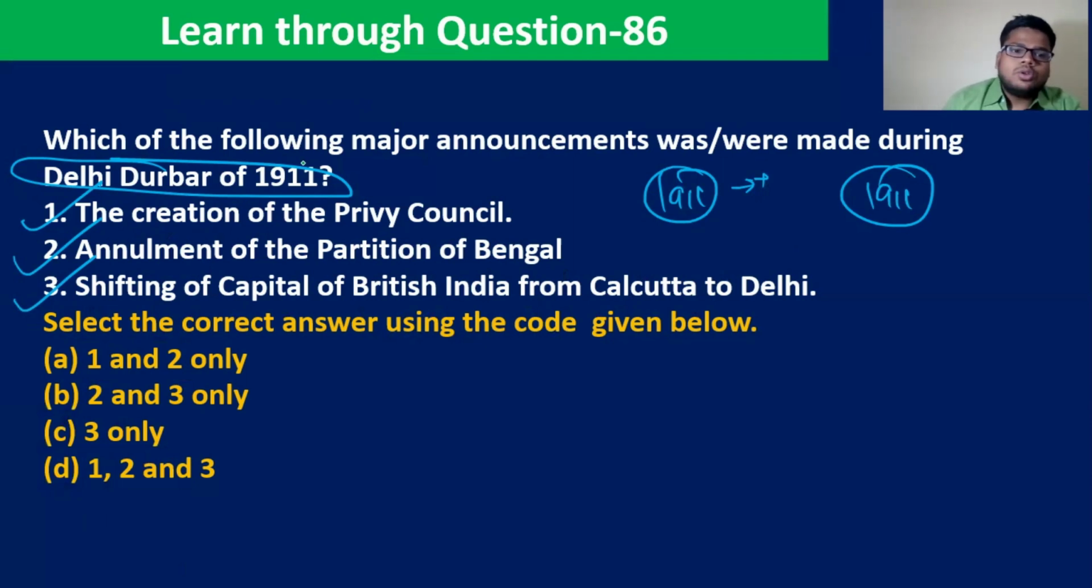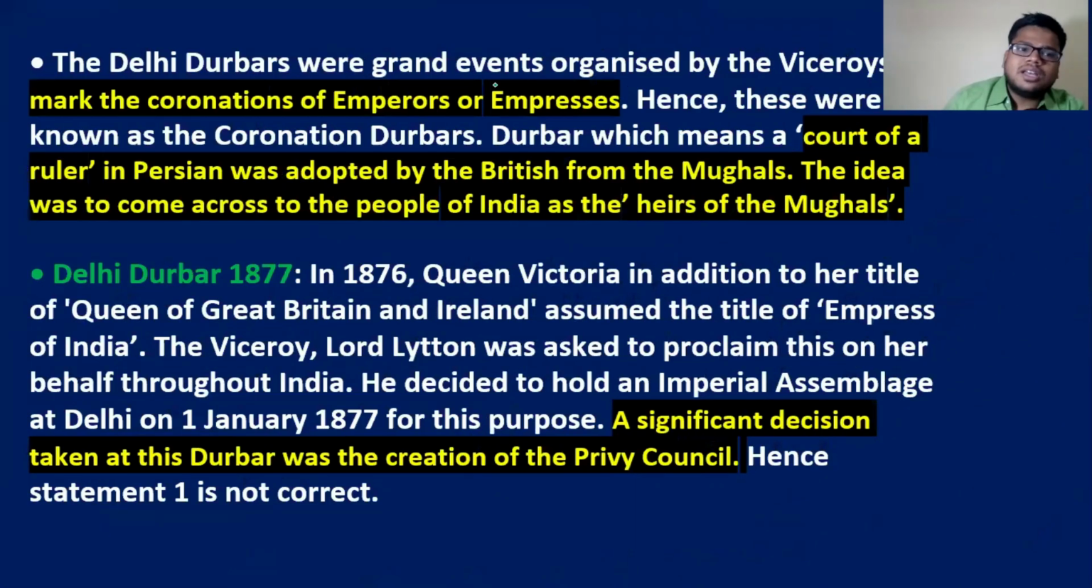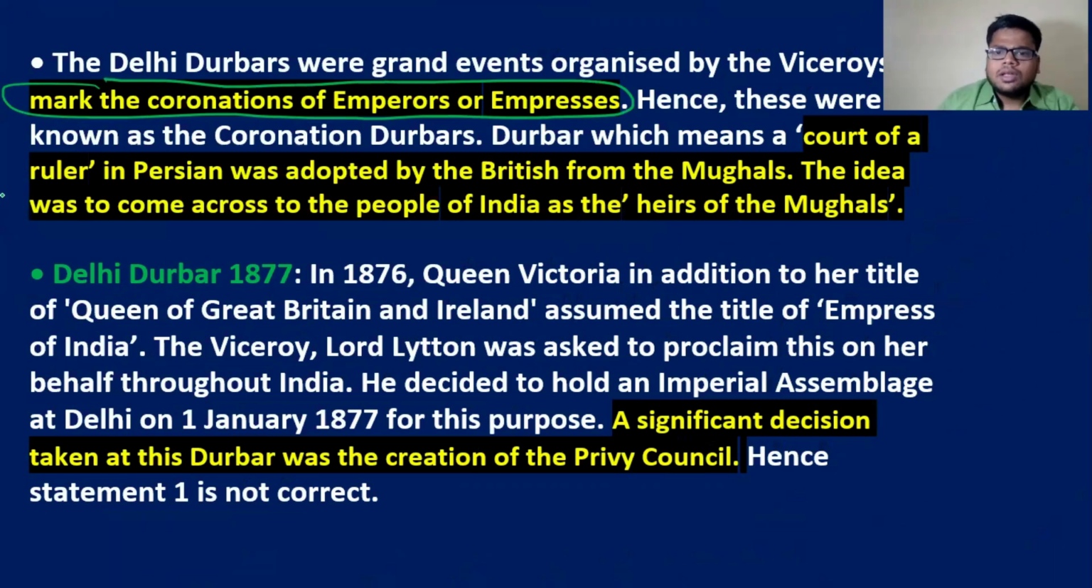Right. So, Delhi Darbar of 1911. Now, Delhi Darbar we have discussed a bit. Delhi Darbar was basically an event organized by the Viceroys to mark the coronation of the Emperor and the Empress. Right. So what is happening in England? To symbolize that India is a part of the British Empire, they have to organize some Delhi Darbar. So these were also known as the coronation darbars.